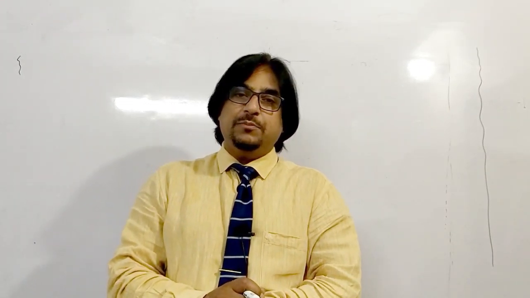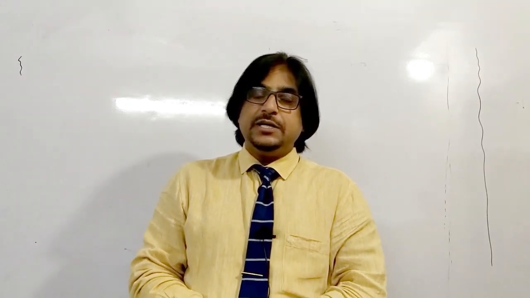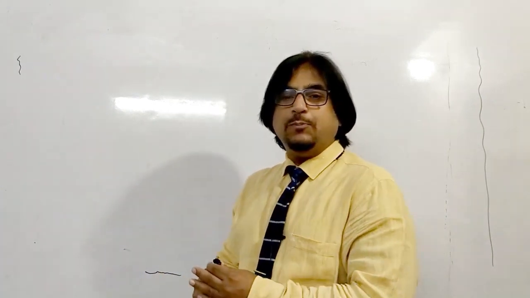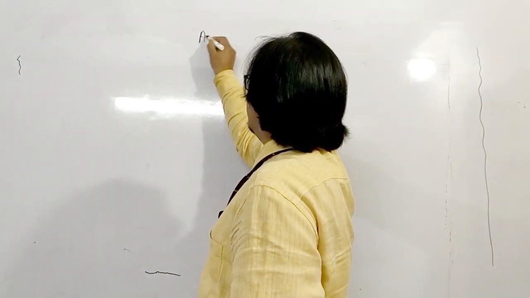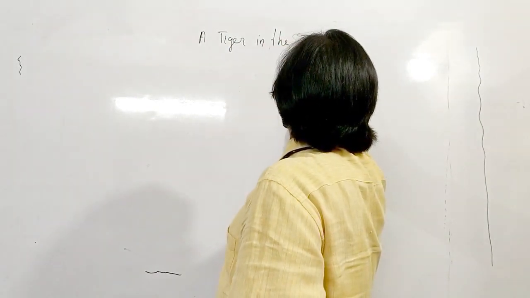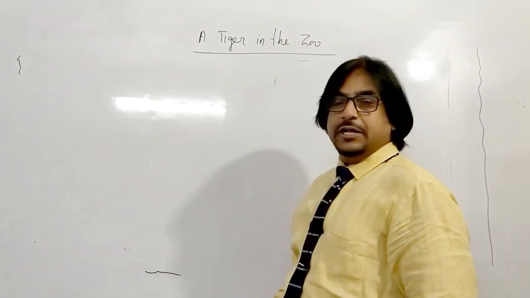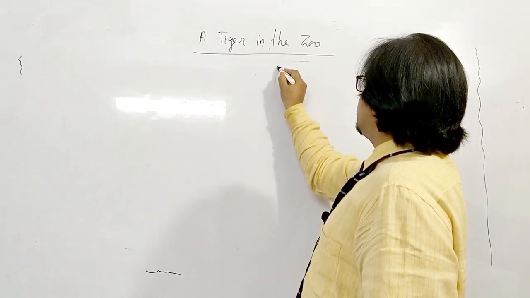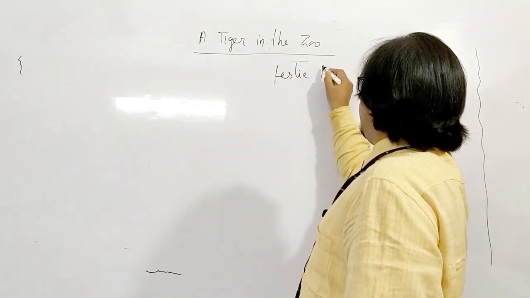Today we will discuss a poem. The name of the poem is A Tiger in the Zoo and the name of the poet is Leslie Norris. It is a very interesting poem. We will discuss some difficult words, get the explanation of this poem, and after that we will discuss some poetic devices of this poem. So the name of the poem is A Tiger in the Zoo, and the name of the poet is Leslie Norris.